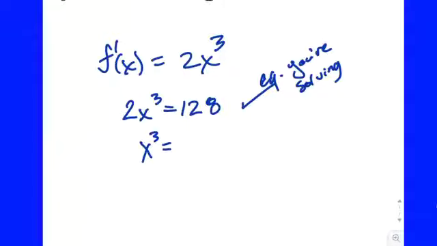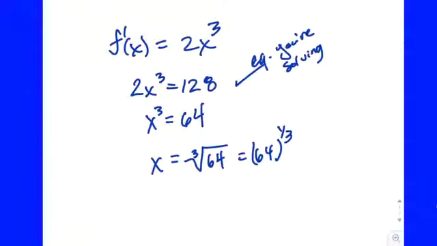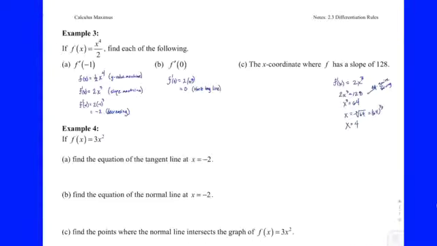If we divide through by 2, half of 128 is 64. And you can take the cube root of both sides, or you can just raise both sides to the reciprocal power. And on a free response, either one of those would be an answer, but the cube root looked kind of gross. Let me rewrite it. The cube root of 64. Okay, so you can leave it like that on a free response. But for a multiple choice answer, neither one of those would be the answer choice because the cube root of 64 is what? 4, right? 4 times 4 is 16, and 16 times 4 is 64. So I know at x equals 4, that function has a slope of 128.